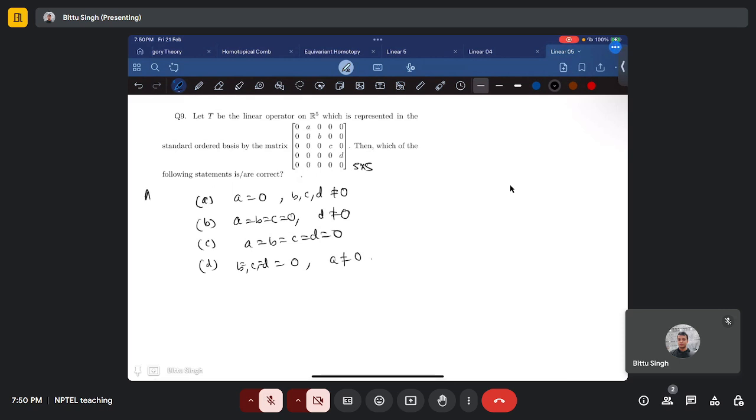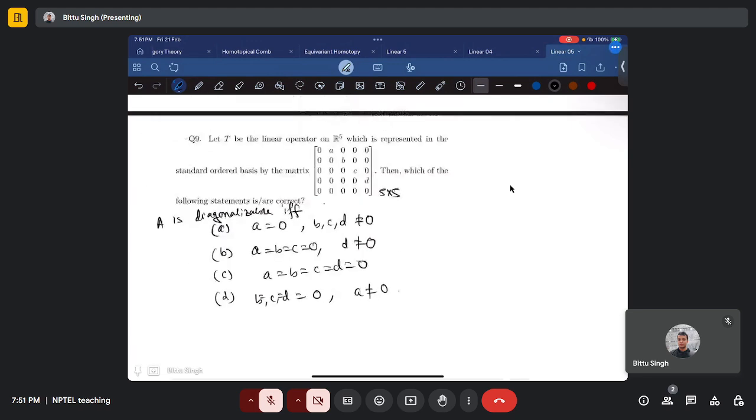A is diagonalizable if and only if this. Which of the following are true? So we need to see which of the following are true.